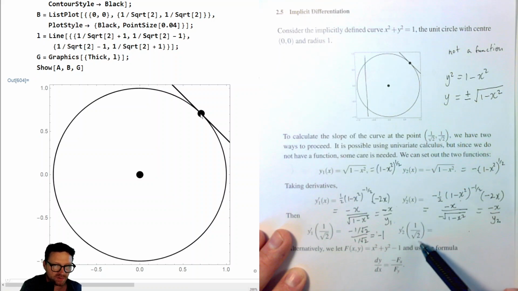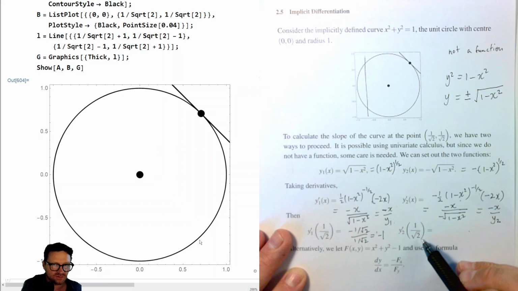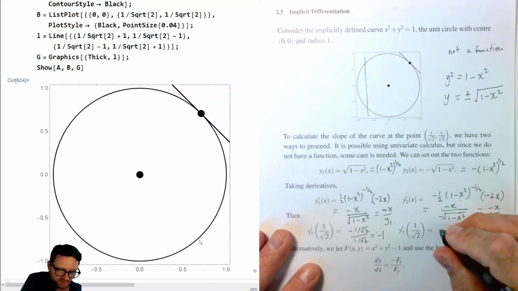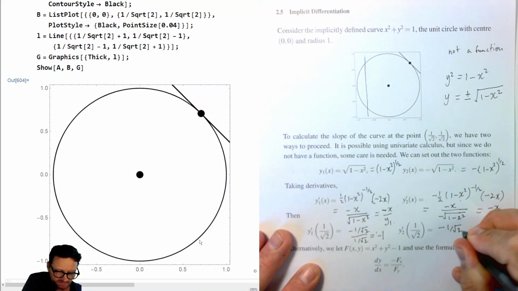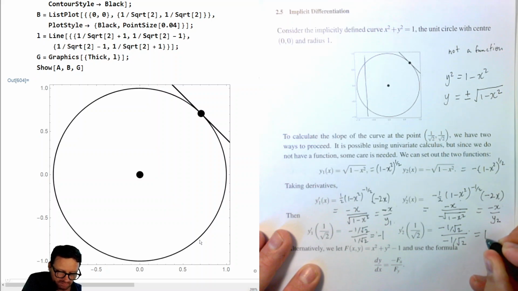Now for this one, remember how this is ambiguous here. So we're not actually talking about this point up here anymore. We're talking about a point way down here when we're referring to y2. And so the corresponding y value is minus 1 on root 2. And the fact that we've got a minus in here gives us a plus. So in other words, minus 1 on root 2 over minus 1 on root 2, and we have 1 for that slope.